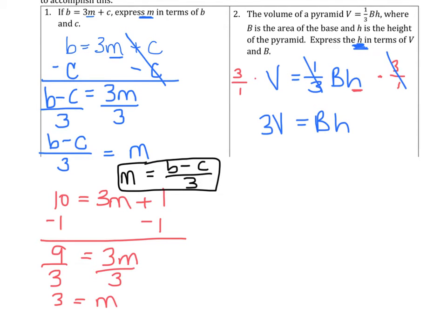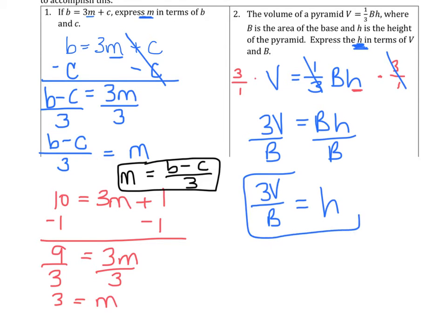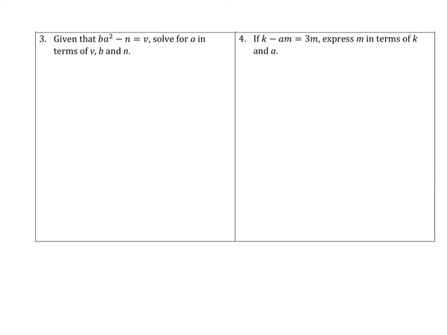Now again, I'm trying to isolate and solve for H. I'm always trying to remember what am I getting by itself. So if I'm trying to get the H by itself, I want to go ahead and divide away the capital B. And so what's left on the left-hand side is 3V over B, and on the right-hand side we have H. And so that is now H in terms of V and B. Okay, we have 2 more examples to get through and then we're all done.